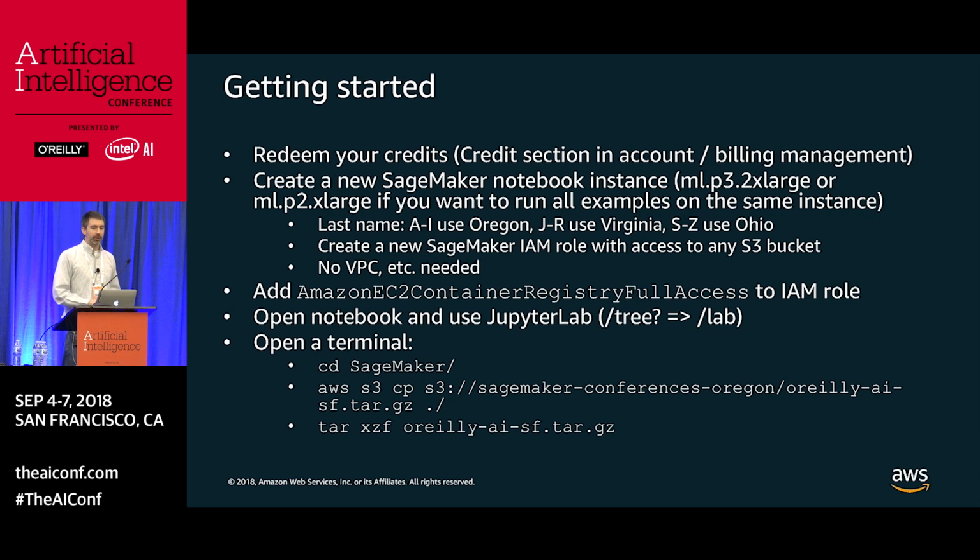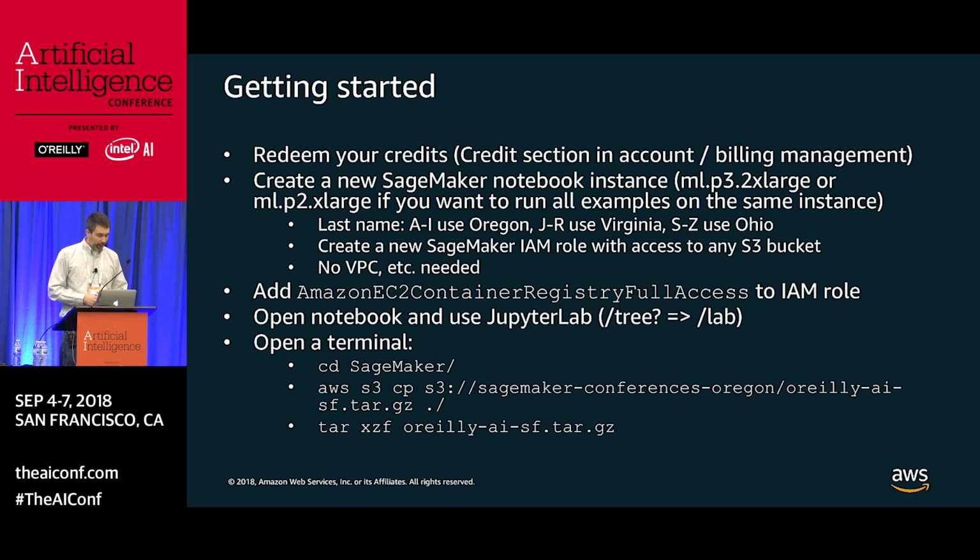One of the examples does require GPU computing, but you can always spin a second one up later if you want. It's really your flexibility. Let's try and organize by last name just so that we don't run into any unusual usage spikes. So if your last name starts with A through I, use the Oregon region. If your last name starts from J to R, use Virginia, and S to Z, use Ohio.